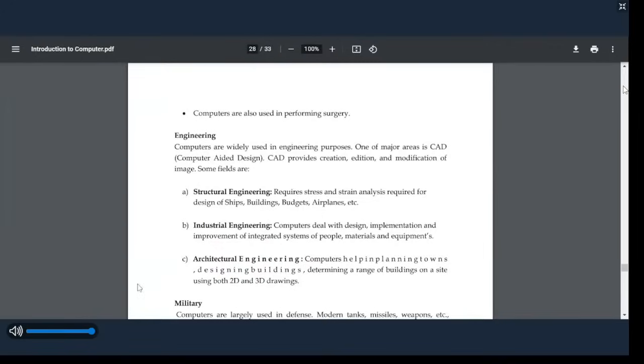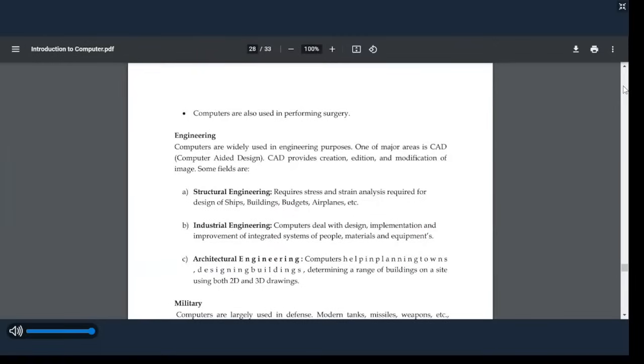Then in engineering, computers are used for engineering purposes. One of the major areas is CAD, computer aided design. Computer aided design provides creation, editing, and modification of images. Some fields are structural engineering, which requires stress and strain analysis required for the design of ships, buildings, bridges, and airplanes.